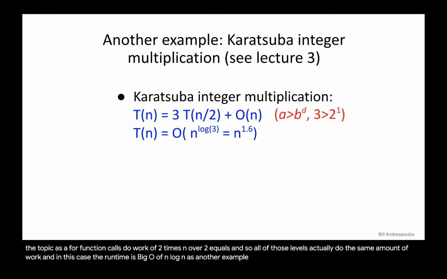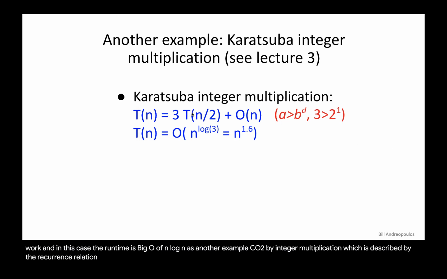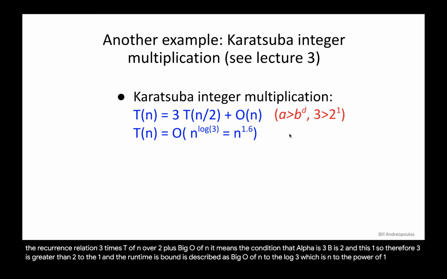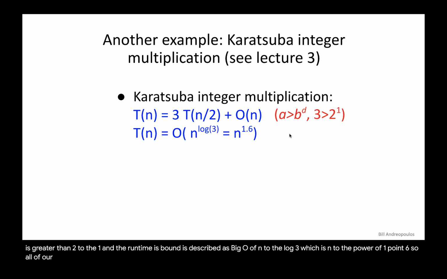As another example, Karatsuba integer multiplication is described by the recurrence relation T(n) = 3T(n/2) + O(n). It meets the condition that a is 3, b is 2, and d is 1. So therefore 3 is greater than 2 to the 1, and the runtime is described as O(n^(log_2 3)), which is n to the power of 1.6. So all of our cases for the master theorem can be used to derive the asymptotic notations for all of these algorithms.